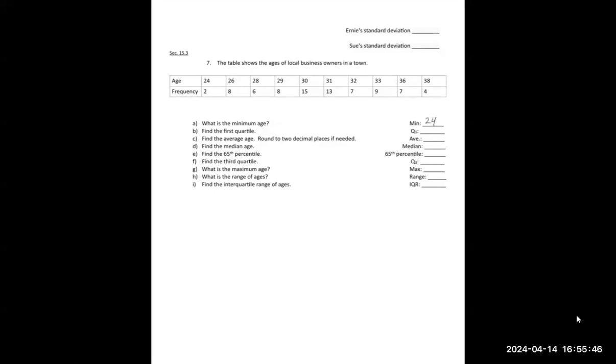What is the first quartile? So we're just going to use what we learned last time. We're going to find it as the 25th percentile. So it's 25 over 100 times the number of data values here. To find the number of data values, we have to add together all the frequencies, and we get a total over here. And that total I got is 79.